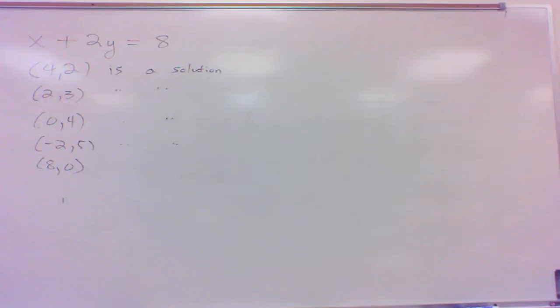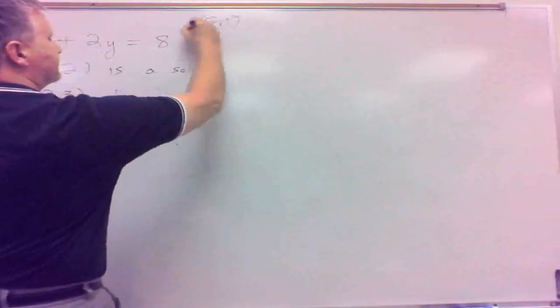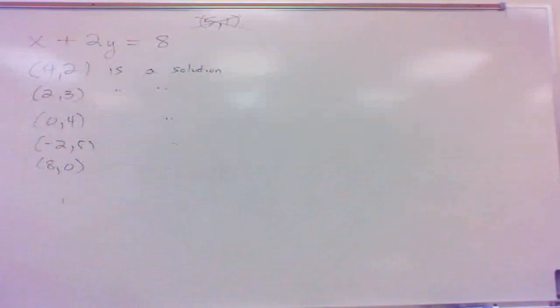Okay. All right. Now, can I just put any two x and y's together? Like, could I do 5, 1? Now, there are specific ones. 5, 1 wouldn't work, right? 5 plus 2 times 1? No, that's 7. It's close, but not close enough. All right. So there are specific points that we're talking about, ordered pairs. So it's not just any two we put together. There are specific ones.